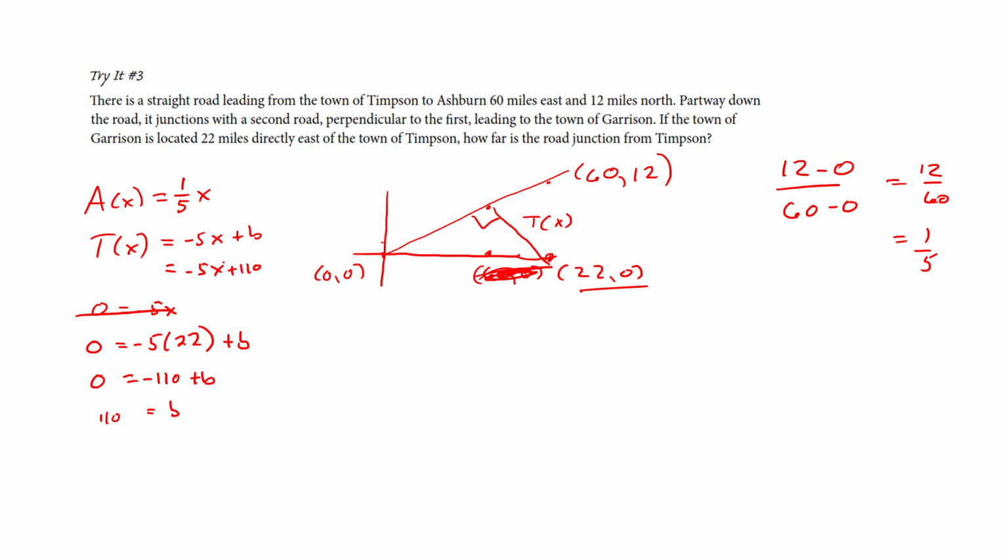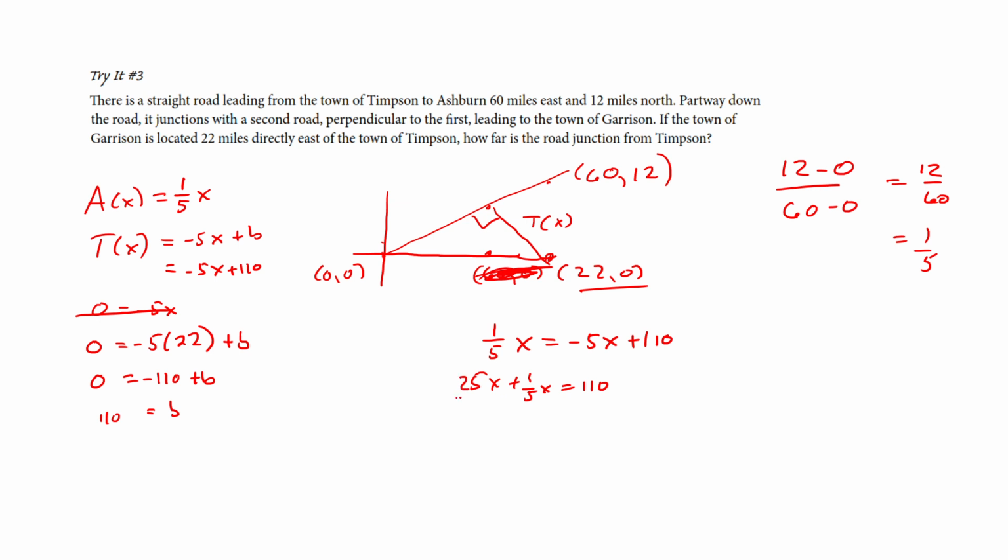So I have the two lines. I have this line, I have this line. Let's set them equal to each other so we can find that intersection point. I get 1/5 x is negative 5x plus 110. Okay, let's get all the x's back together. So I've got 5x plus 1/5 x equals 110.